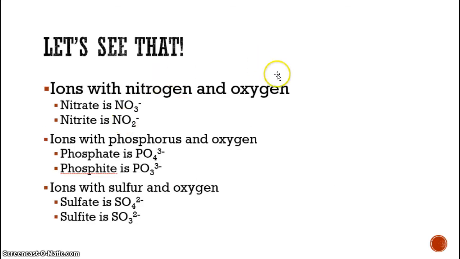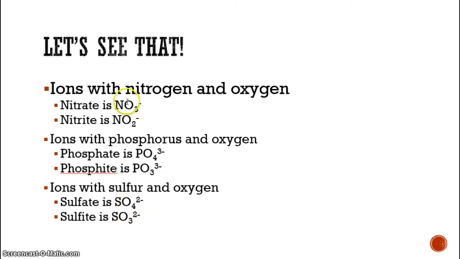So you might want to look at the chart, and there's several with nitrogen and oxygen together. There is nitrate and nitrite. Nitrate has one more oxygen than nitrite, and both have a -1 charge. There's some ions that have phosphorus and oxygen together. Phosphate has one more oxygen than the phosphite. There are some with sulfur and oxygen together. Sulfate and sulfite. Sulfate has one more oxygen than the sulfite.